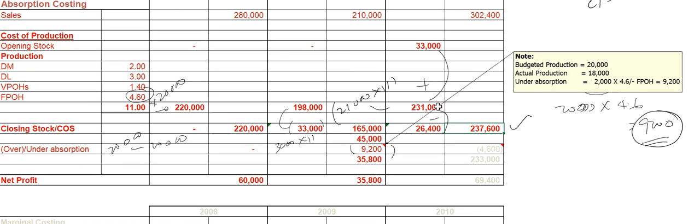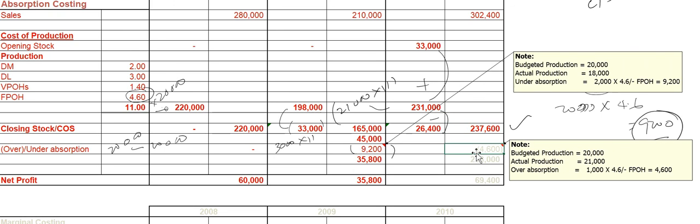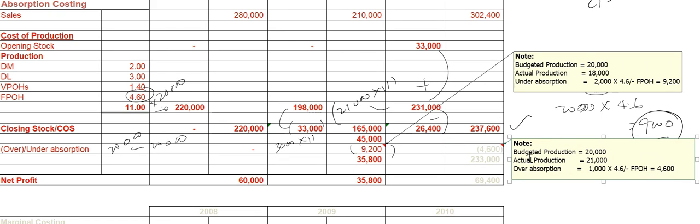Now again, you need to make this over under absorption adjustment. Remember, we absorb our fixed production overhead based on budgeted production of 20,000. However, our actual production is 21,000. So overproduction is 1,000. So therefore, we have over absorbed into the production cost 1,000 times fixed production overhead absorption rate is 4.6, 4,600.